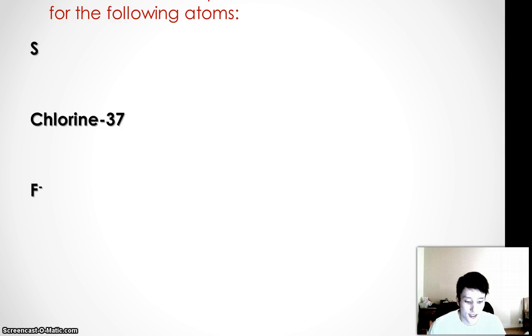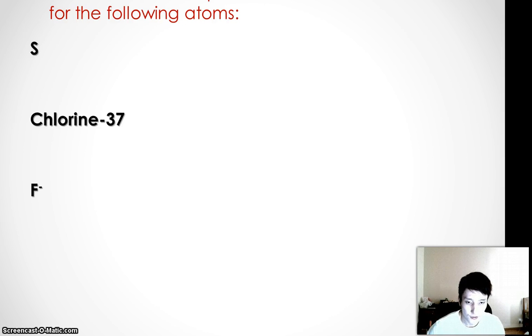Anyways, neutrons. Sulfur's atomic mass I have down right here. It's 32. Just round to the nearest whole number. 32, so neutrons would be 16. Okay. Chlorine 37. We have an isotope of chlorine. Chlorine is generally 35 as the average atomic mass, but we have chlorine 37. This is, again, neutral. We don't have any charges. So the proton number would be 17 for chlorine. Electrons would be 17. And neutrons would be 37 minus 17, so 20.